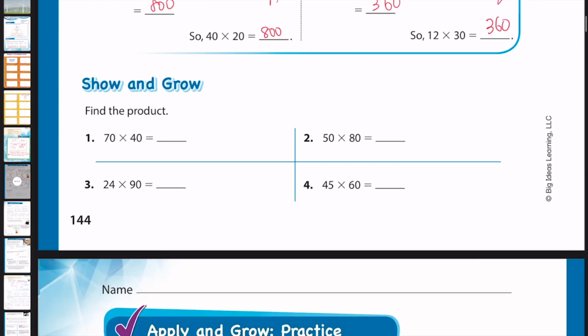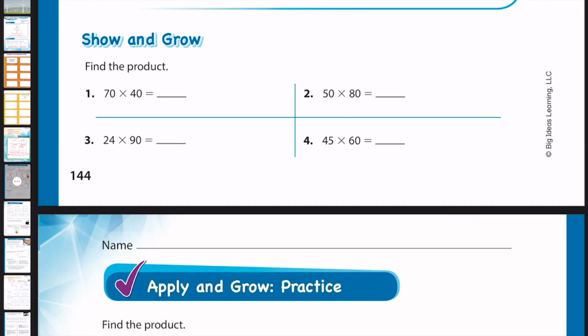Okay, show and grow. Me personally, I'm going to use 7 times 4, and then I'm going to count how many zeros I need to add at the end. So now 7 times 4 is what? 28. And how many zeros need to be added? 2 more zeros. This is way easier than the others, right? But still, we can practice the associative property of multiplication or place value.